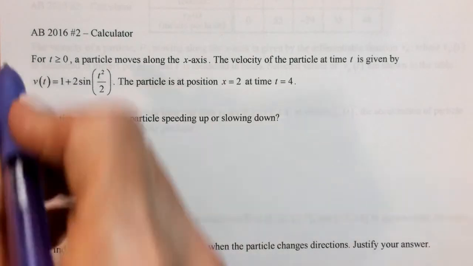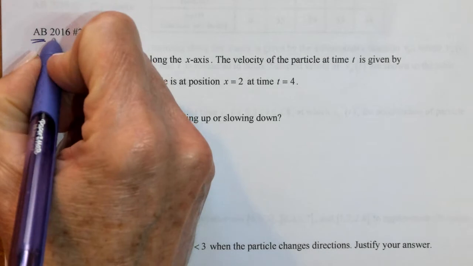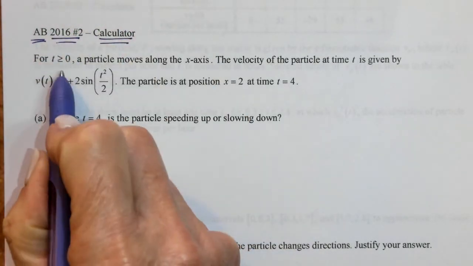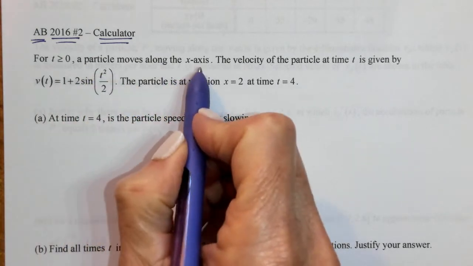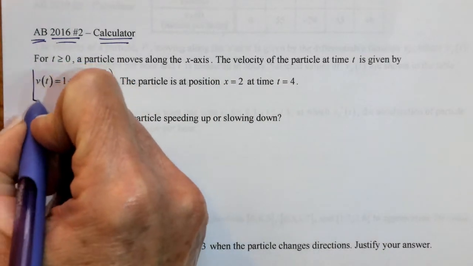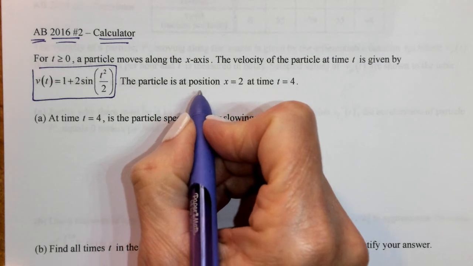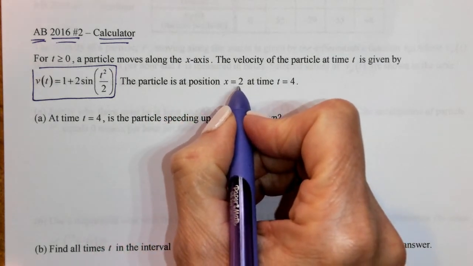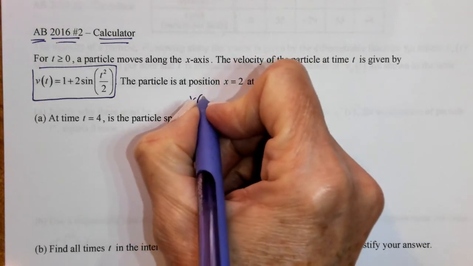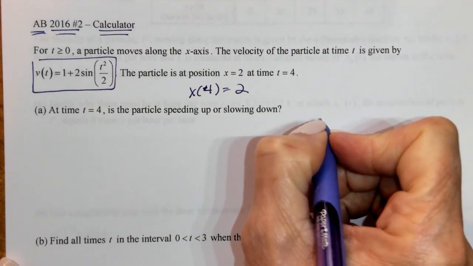So this was from the AB exam in 2016, and this was number 2, so it was with a calculator. They give us a particle moving along the x-axis, and they give us an equation for the velocity of the particle. And they give us that the particle is at position 2 when time is 4. So I'm going to say x at time 4 is equal to 2. That's an initial condition.